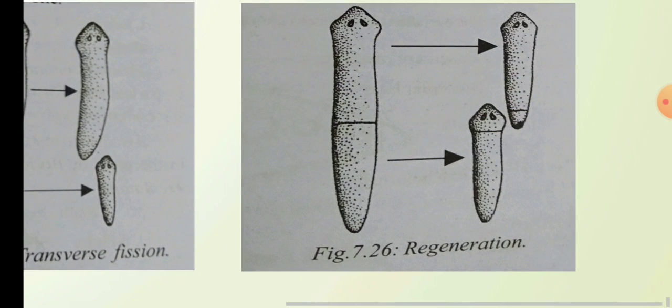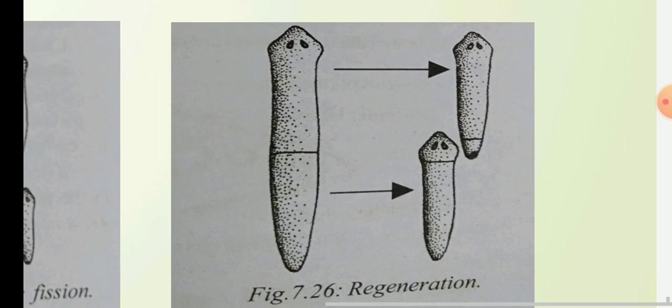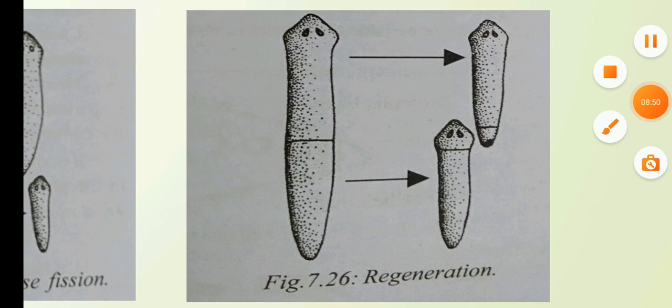Next is regeneration. In regeneration, what happens? In Planaria they have an extensive power of regeneration. The lost parts can be easily replaced, and complete worms can also be developed from a small section of the animal. Regeneration is brought about by the preformative cells of the parenchyma. These cells migrate to the cut surface, and then they undergo repeated division, producing a new tissue.